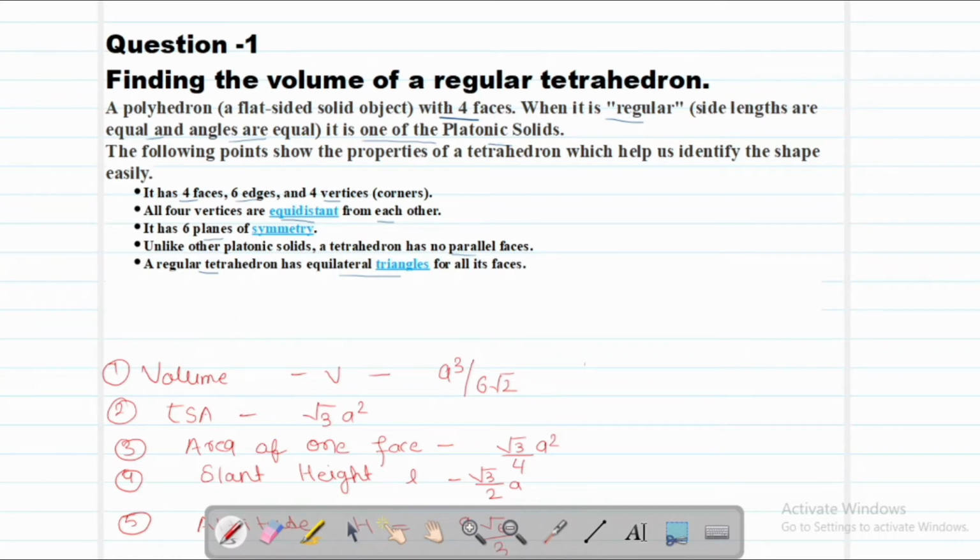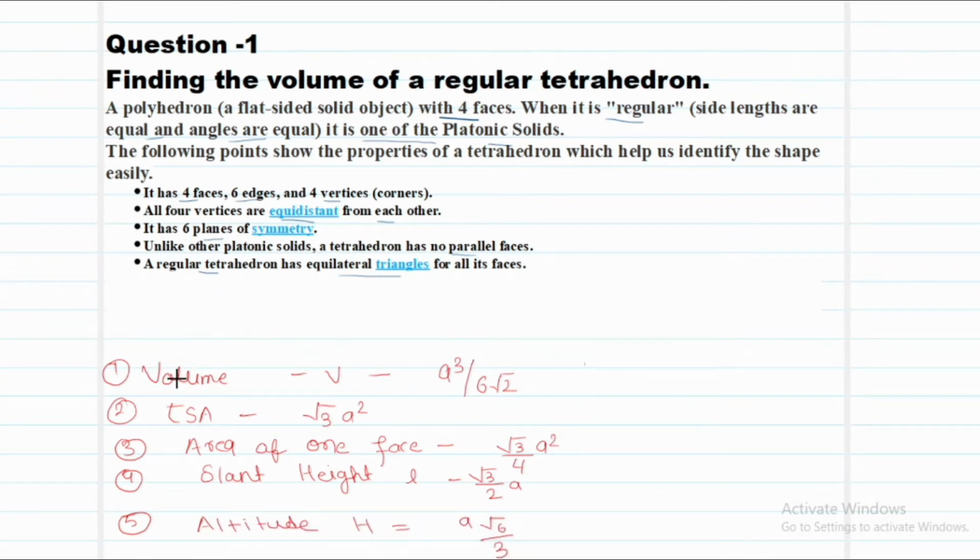Some properties related to the tetrahedron: volume of the tetrahedron is equal to a cube upon 6 root 2. Total surface area is root 3 a square. Area of one face is root 3 upon 4 into a square. Slant height l equals root 3 upon 2 a. Altitude h equals a under root 6 upon 3. So we will prove how to find the regular tetrahedron volume.